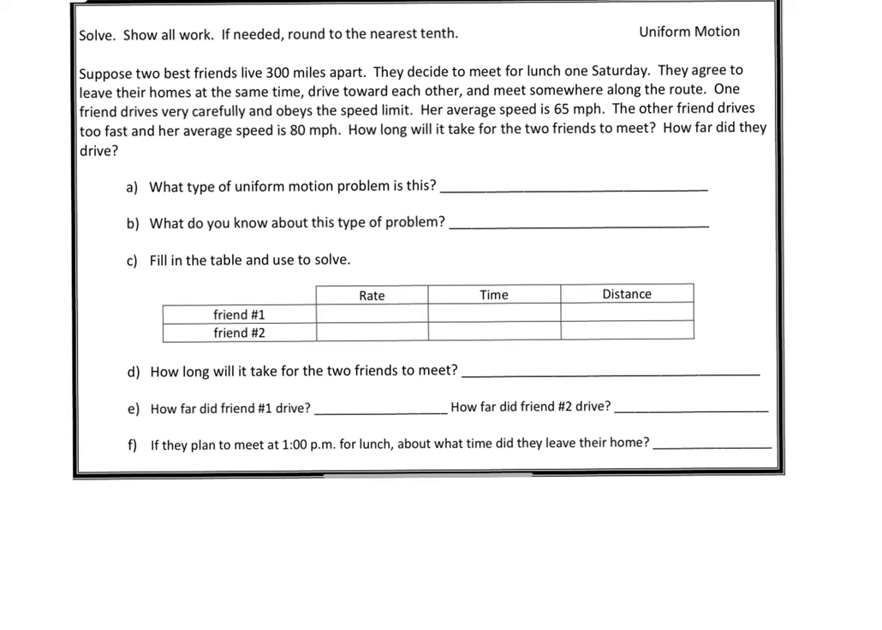What type of problem is this? This is a problem where they are traveling toward each other. The same as before, the first distance plus the second distance should equal the total distance here. All right? It says, one friend drives carefully and obeys the speed limit. Her average speed is 65 miles an hour. So we know the rate of the first friend here, 65 miles an hour. The second friend drives fast. Her average speed is 80 miles an hour.